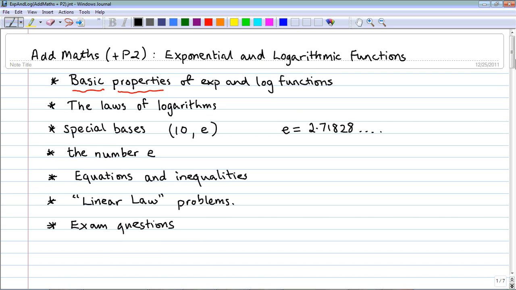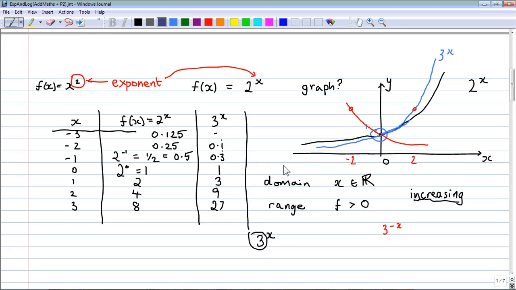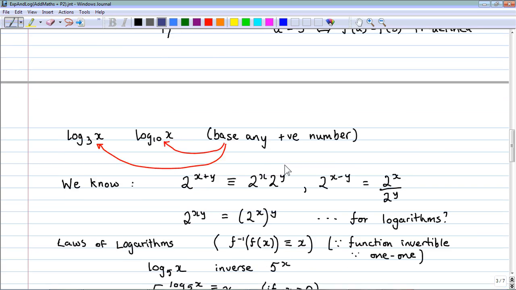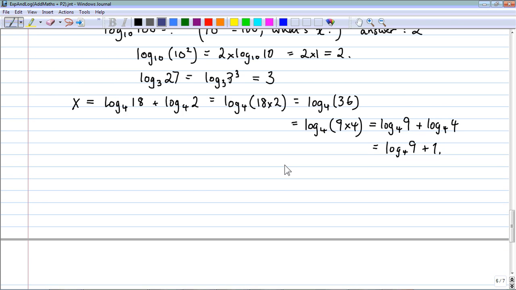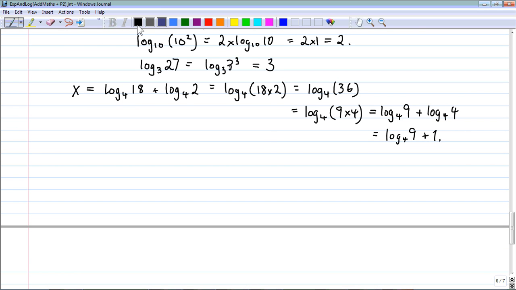So let's have a quick review of where we're up to. Basically we know the properties, especially about the graphs, the domain and range, the increasing function and the inverse function features of these functions. They're very important. Laws of logarithms I've just covered very briefly. Now let's quickly mention special bases and go on to the number e before we get into the real task, which is to know how to answer the exam questions.